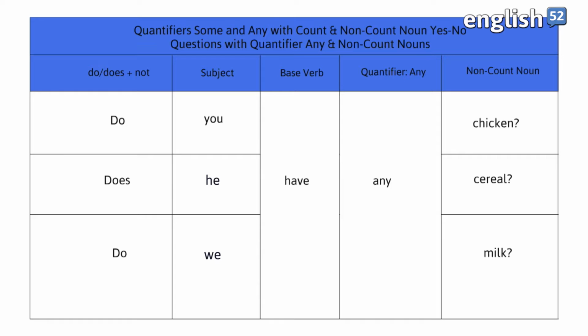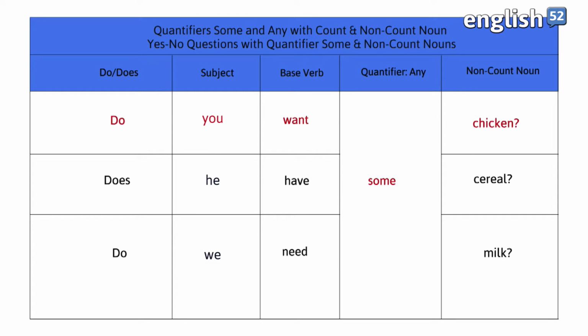We use the quantifiers some and any with yes/no questions. We use the quantifier any when we want to ask about an unknown amount or quantity. For example, do you have any chicken? Does he have any cereal? Do we have any milk? Do you have any oranges? Does he have any apples? Do we have any tomatoes?